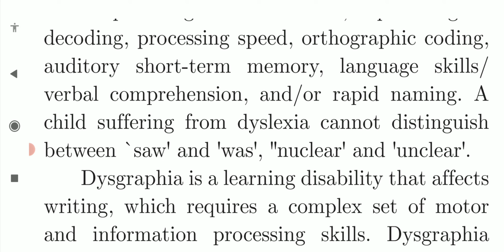A child suffering from dyslexia cannot distinguish between saw and was, nuclear and unclear. Saw and was, it's like S-A-W, W-A-S, both have the same letters, but the child can't differentiate between them. Nuclear also has the same letters as unclear. The child can't distinguish between them. Those types of students come under dyslexia.